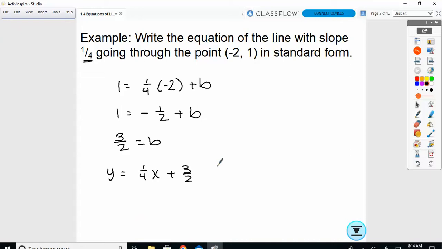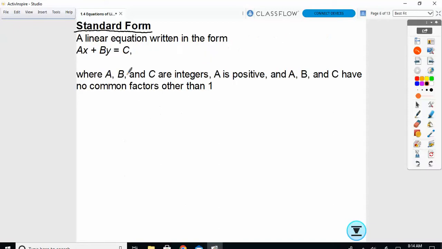Didn't you have fractions yet? Yes. So we're going to have to get rid of the fractions. What else do we have to do? A has to be positive, and we need the x and y on the same side, right? So let's start with that.